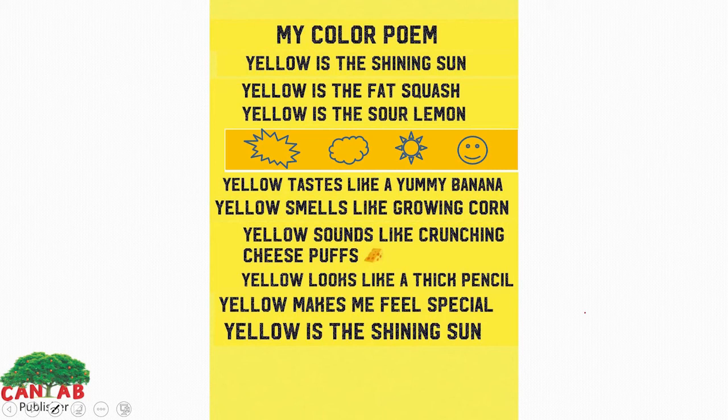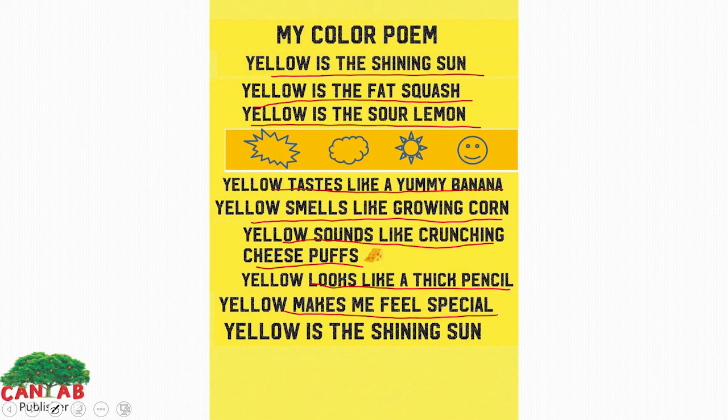And we have a poem of yellow color. Yes, yellow is the shining sun. Yellow is the fat squash. Yellow is the sour lemon. Yellow tastes like a yummy banana. Yes, banana is also yellow. Yellow smells like a growing corn. Yellow sounds like crunching cheese puffs. Yellow looks like a thick pencil. Yellow makes me feel special. Yellow is the shining sun.